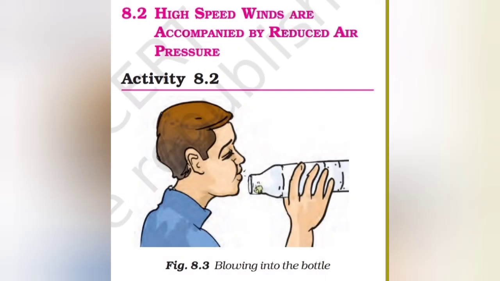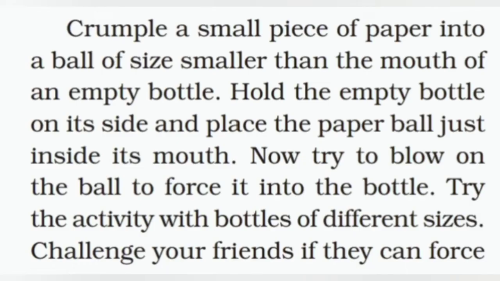8.2 High speed winds are accompanied by reduced air pressure. Activity 8.2. Crumple a small piece of paper into a ball of size smaller than the mouth of an empty bottle. Hold the empty bottle on its side and place the paper ball just inside its mouth. Now try to blow on the ball to force it into the bottle.